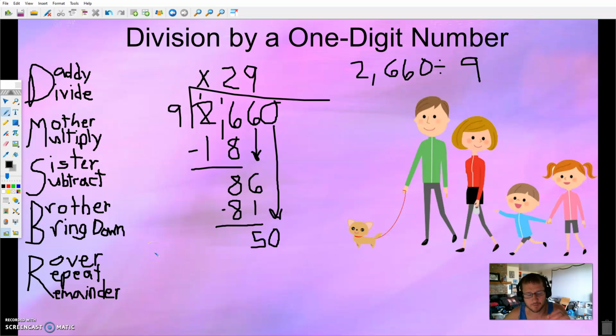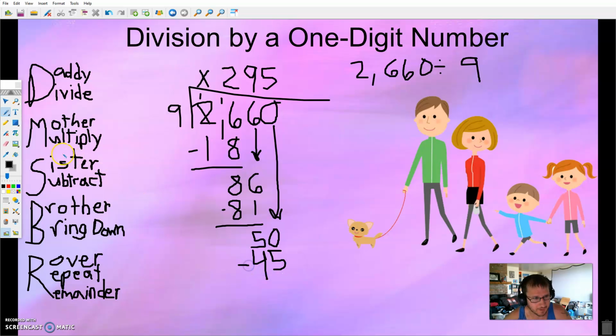And then again, because that was 1,800, we can brother bring down the 0. So now it's 9 into 50. So we're going to take that 9 and daddy divide again. So Rover repeat. Daddy divide 9 into 50. 9, 18, 27, 36, 45, 54. 6 times, too much. So 5 times. So daddy divide 5 times. 5 times 9 was 45.